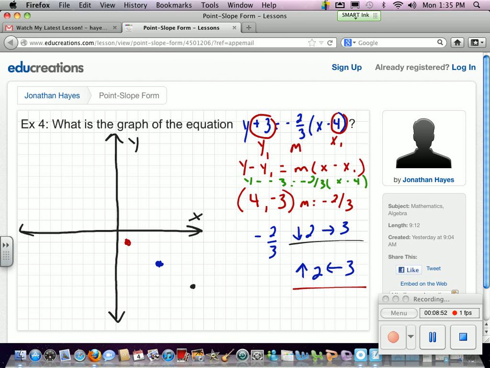And you see those are all going to be on that line. So let's draw that in. And that would be the graph of that line. So there's your lesson on point-slope form. Just remember it's y minus y1 equals m times (x minus x1).